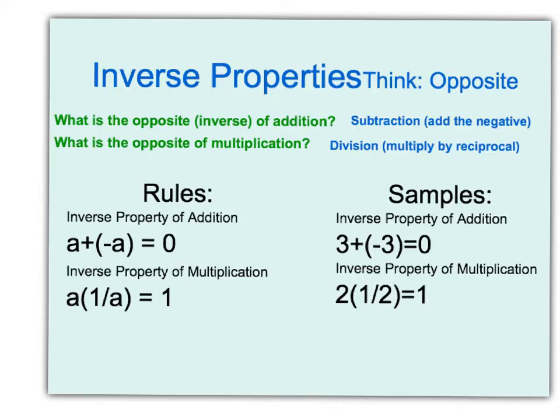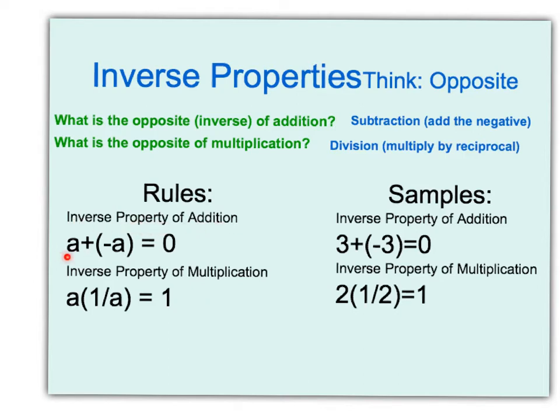Okay, so the next properties you need to know about are called inverse properties. Inverse means the opposite. So what is the opposite or inverse of addition? Well, that would be subtraction. What is the opposite of multiplication? That would be division. So the rule is the inverse property of addition, write that down.